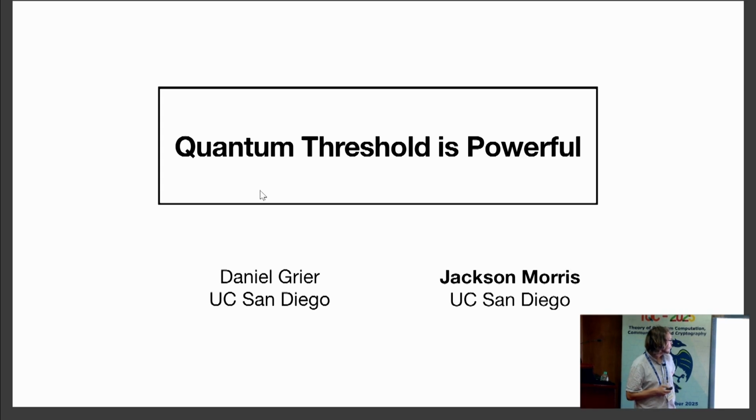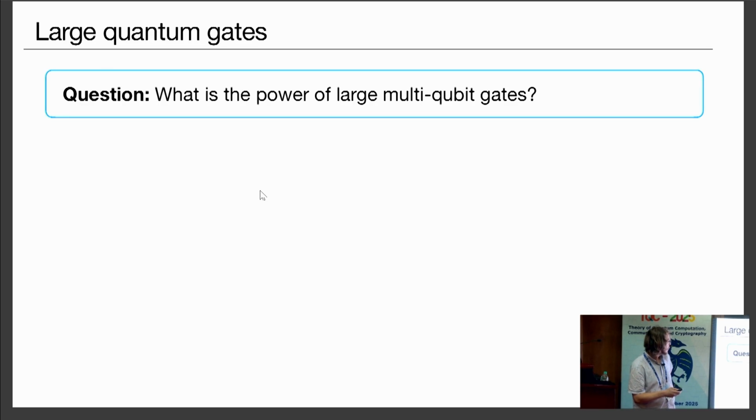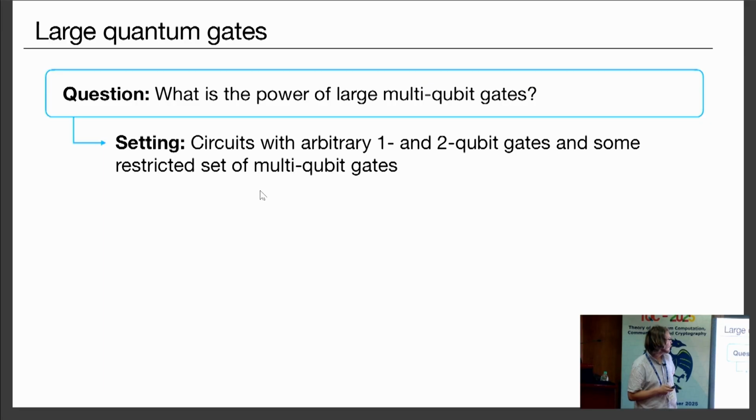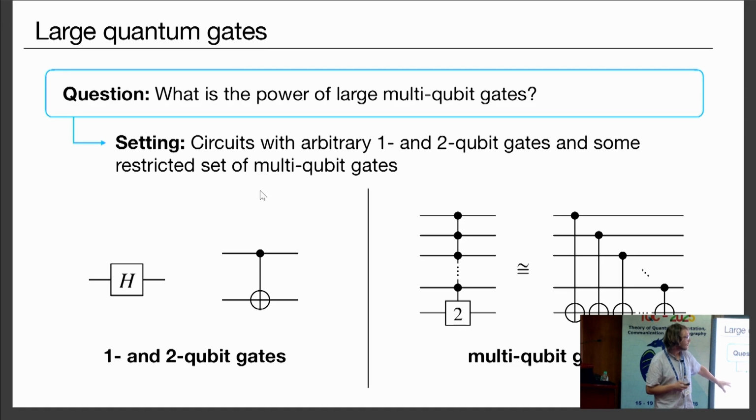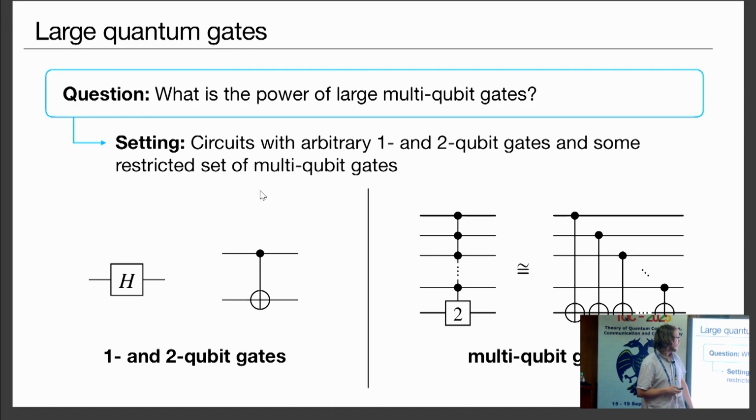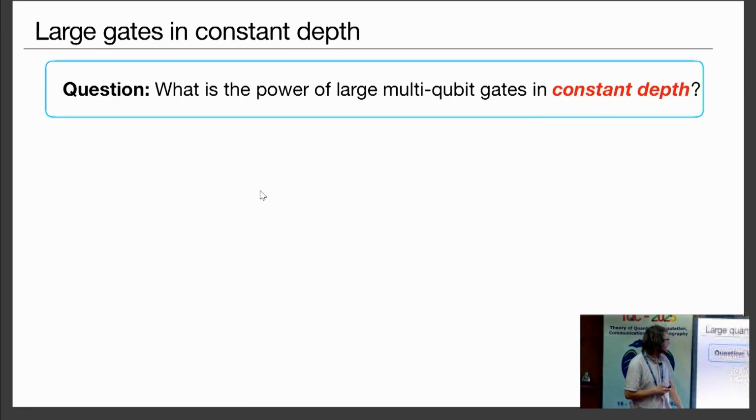Okay, so the motivating question for this work is, what is the power of large multi-qubit gates in quantum circuits? And so the setting we'll be working in is where our circuits consist of arbitrary 1 and 2 qubit gates and then some restricted class of multi-qubit gates. And so on the left here, you can see this gate computes the parity of a bit string in superposition.